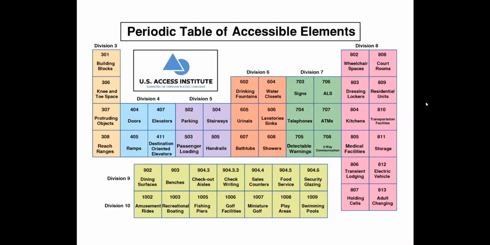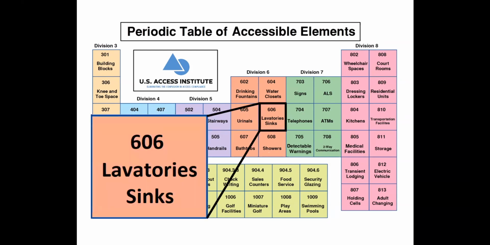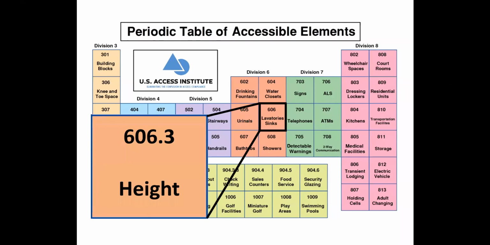Okay, here we go. First, we start with the periodic table of accessible elements. It's not a real table in the access standard sense of things, but hey, we want to make access fun. Next, we look at section 606, and that covers lavatories and sinks. Then we'll drill down to section 606.3 on lavatory and sink heights.